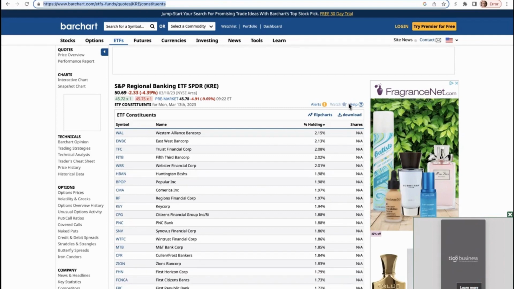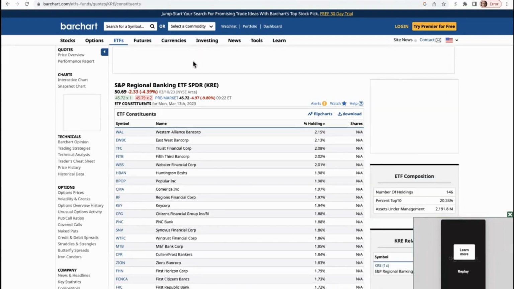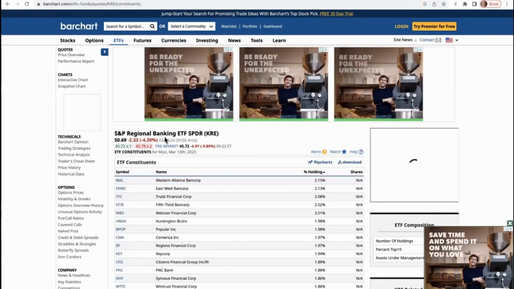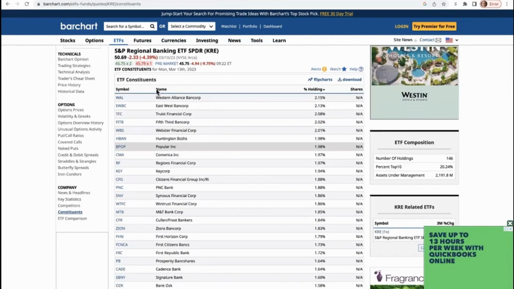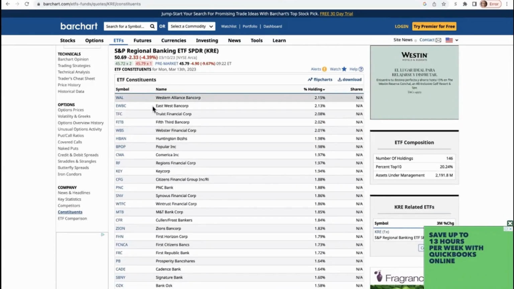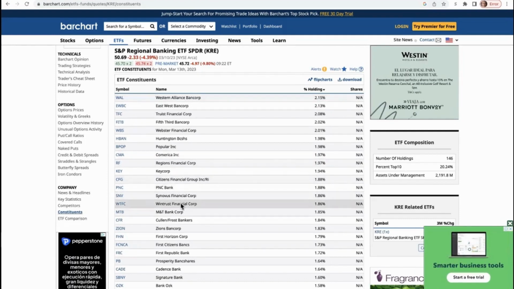And these are free. This is the first time I've been to Barchart for this. I just did a search. I wanted to find a free way for you to get the component stocks for regional banking, KRE. KRE is a good stock all by itself, but you could also look for some of these other smaller banks dropping harder than the overall index itself, which is down 2.3%, actually 4.39% today on regional banks.